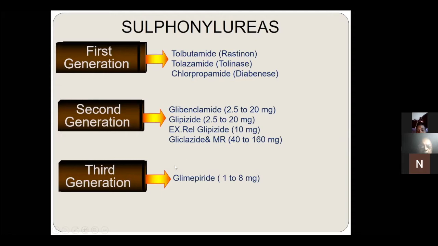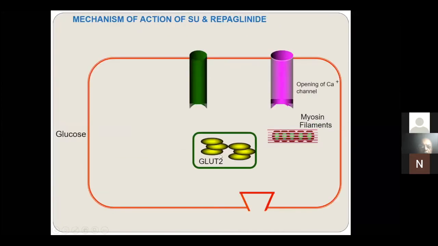The glimepiride can be used in stage 1 and stage 2 CKD, and in stage 4 and 5 you need to reduce the dose to prevent complications. So effectively, more commonly nowadays, glimepiride is used, and glipizide and gliclazide may be used in CKD patients.